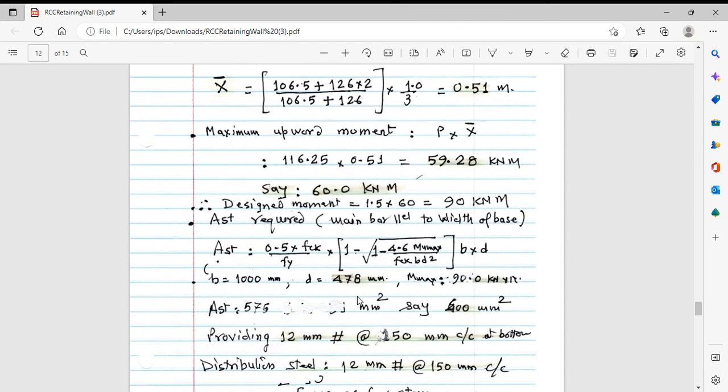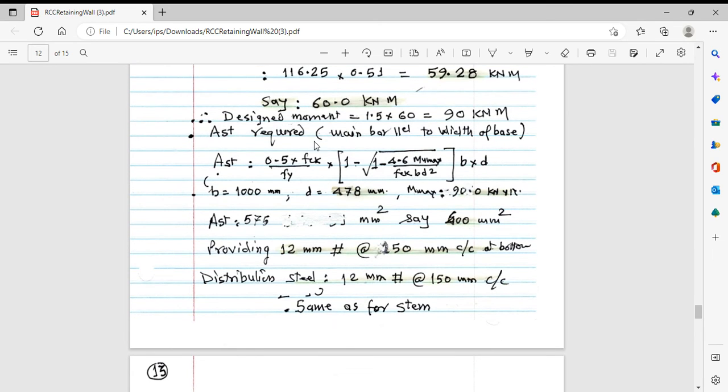Now for that, we are just calculating the area of steel using the same empirical formula. Here Mu max will be 60 kilonewton meter, and D will be the same as 478. Mu max will be there, and we find that Ast comes out to be 576. Now rounding it off, say 600.